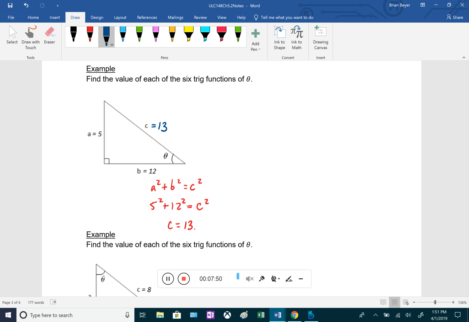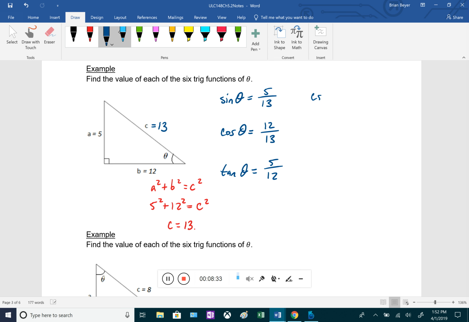Okay, now when we want to find the trig functions, let's do sine of theta first. Sine of theta is opposite over hypotenuse. The opposite side is 5, so once again the angle's right here. The opposite side is 5 and the hypotenuse is 13. So this is going to equal 5 over 13. Next, cosine is adjacent over hypotenuse. The adjacent side is 12, so that's 12 over 13. For tangent, tangent of theta is opposite over adjacent. That's 5 over 12.